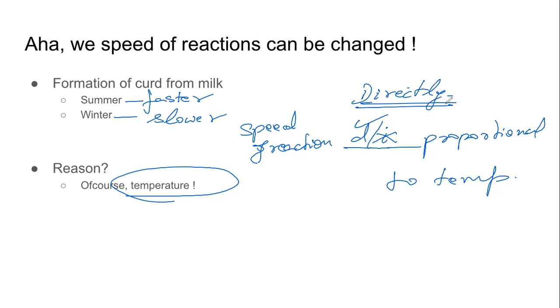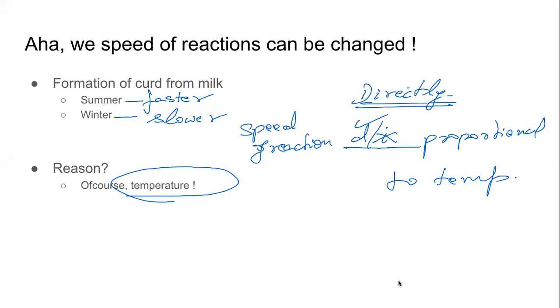So this is one example where we get to know that the speed of the reaction is not constant. It can be changed. It varies with respect to certain conditions. But first, let us agree that yes, the speed of the reaction varies. It doesn't remain constant. If we agree on this, then we can start studying to understand how the speed depends on various factors. Okay. You have agreed. Good.